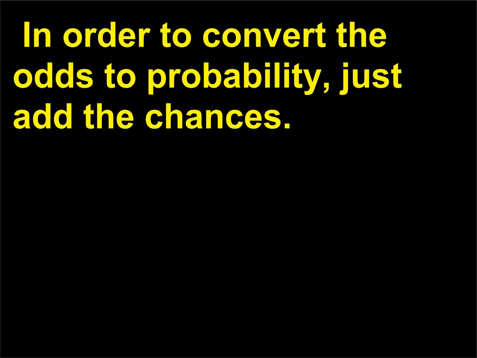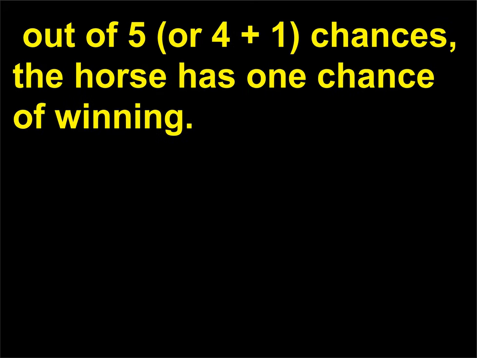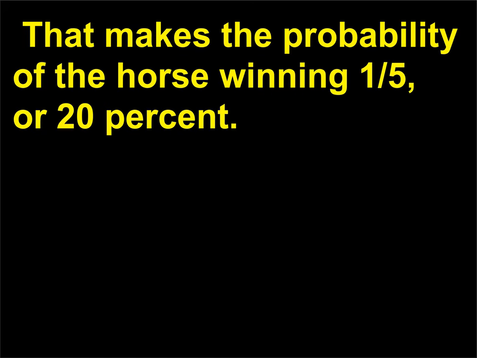In order to convert the odds to probability, just add the chances. Thus, if the odds against a horse winning the Kentucky Derby are 4-1, that means that out of 5, or 4+1, chances, the horse has 1 chance of winning. That makes the probability of the horse winning 1/5, or 20%.